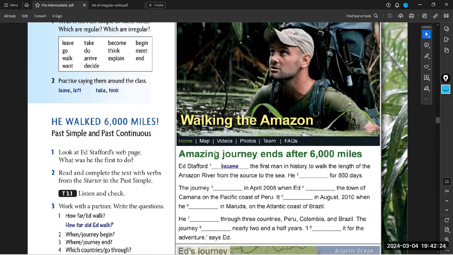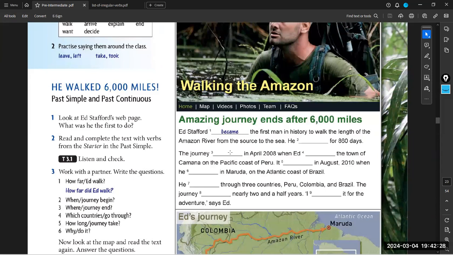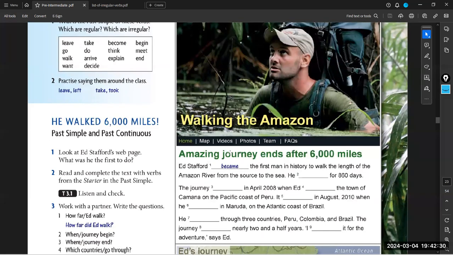Now, let's try to read the story of walking the Amazon, and we have to use the verbs in the box here. Let me erase my screen. Okay, so, guys, now we have to read walking the Amazon and we have to use these verbs in the box, but in the simple past tense. Absolutely, number one is solved for us.